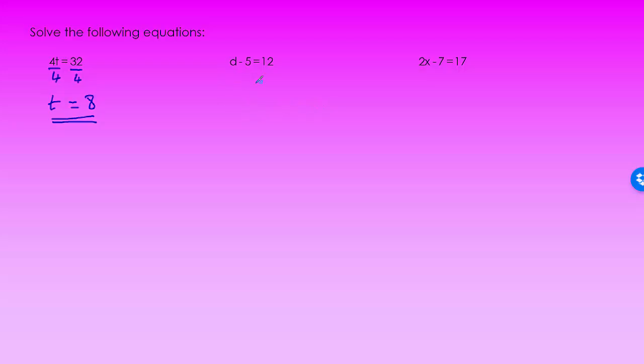d take away 5 equals 12. What's the opposite of subtracting 5? It must be adding 5. So we have d minus 5, and I'm going to show here explicitly me adding 5, you don't have to put that step in, is equal to 12, and if I've added 5 to the left, I have to add 5 to the right. So this just leaves me with d. On the other side, I end up with 17.